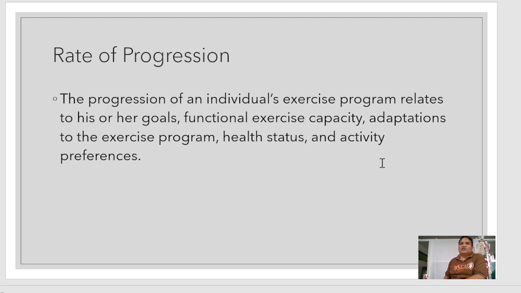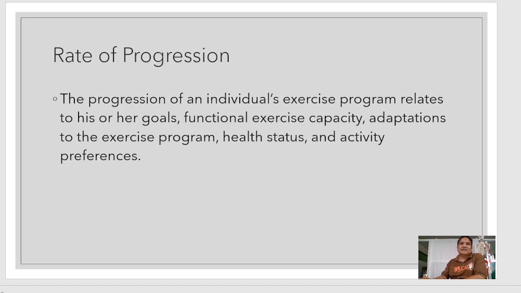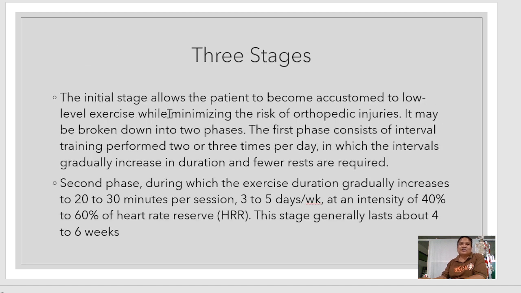So, rate of progression. The progression of an individual's exercise program relates to his or her goals, functional exercise capacity, adaptations to the exercise program, health status, and activity preferences. There are three stages of rate of progression. The first stage allows the patient to become accustomed to low-level exercise while minimizing the risk of orthopedic injuries. It may be broken down into phases.